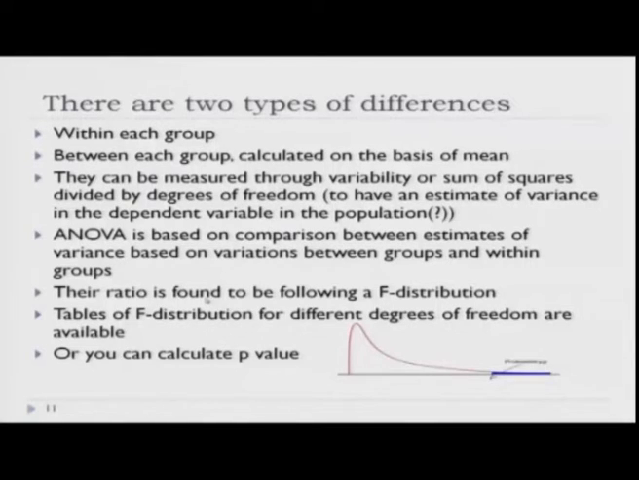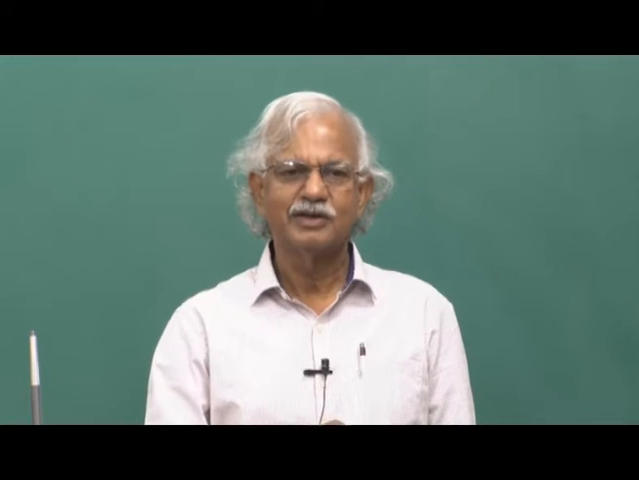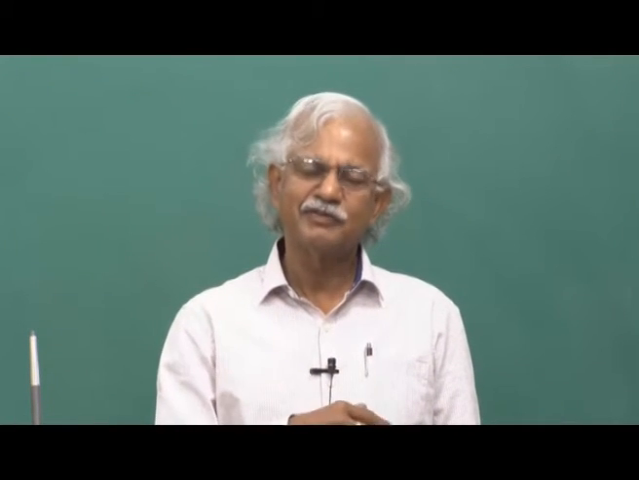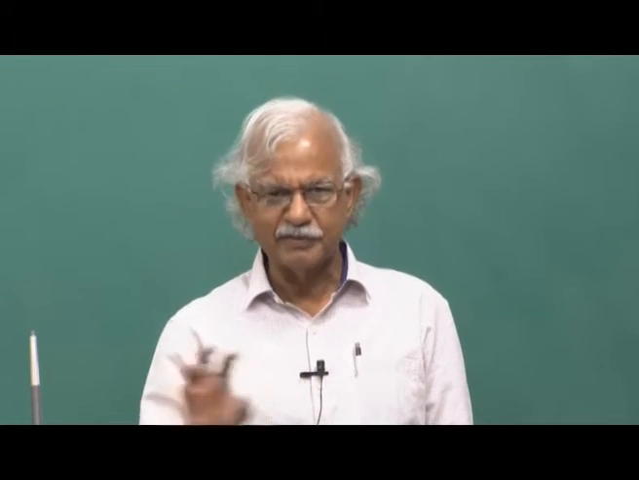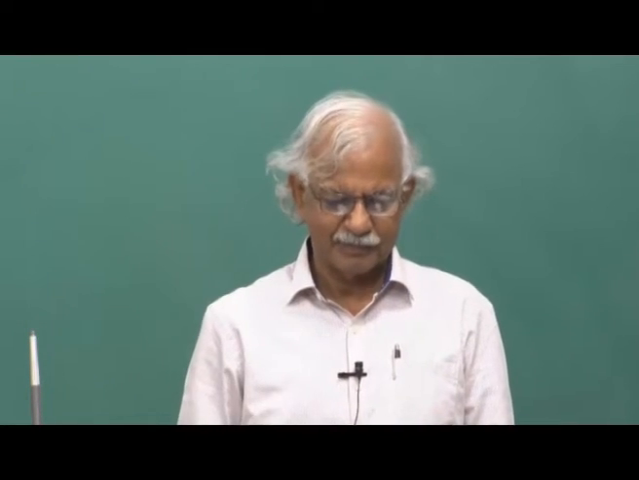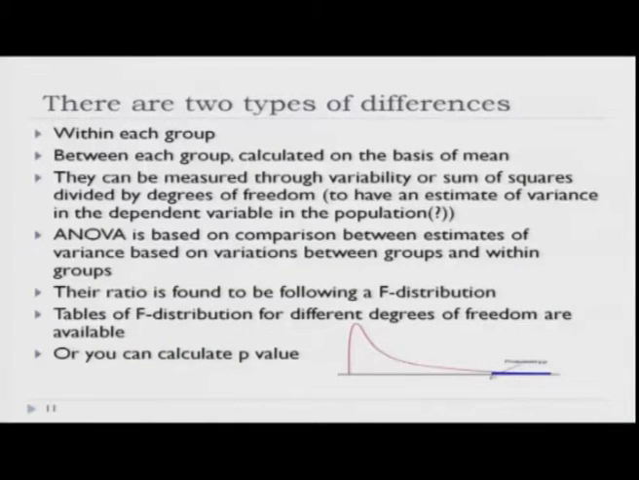The ratio of variances, estimates of variances, what are we estimating? We are estimating variance of the population by using sum of square of the entire sample, sum of squares of different groups, between groups, and sum of squares for within. It is found that the ratio of estimates of population variance computed from between groups in the numerator, and estimate of population variance using sum of squares within, follows an F distribution.